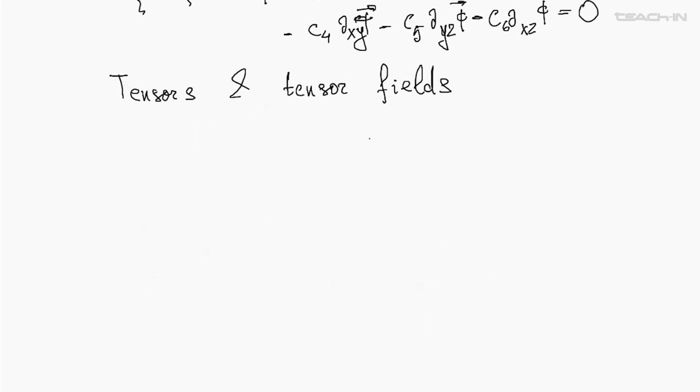So, as you know, tensors in any coordinate system represent a set of numbers which transform in a definite way when changing one coordinate system to the other. For the tensor fields, we are asking about the transformation of this set of numbers under general coordinate transformations.